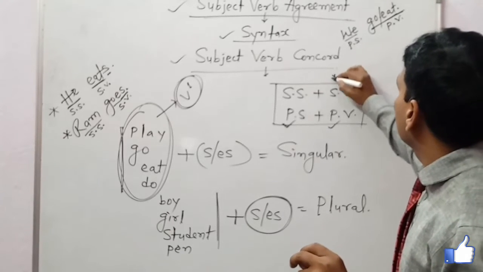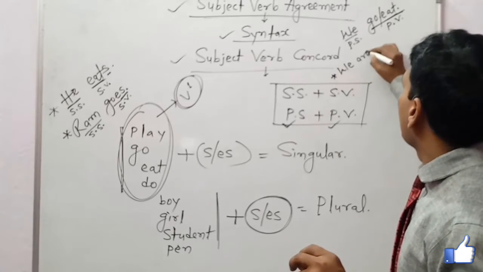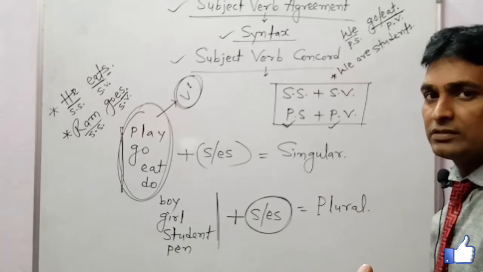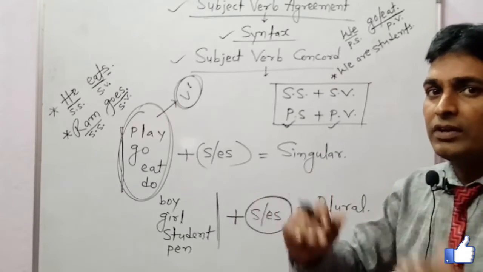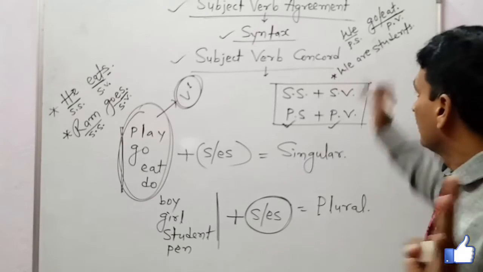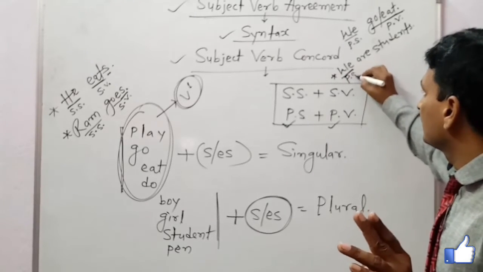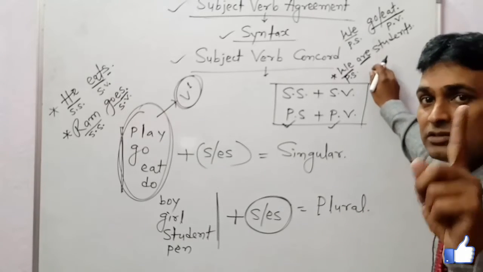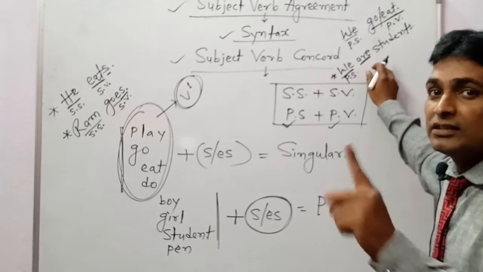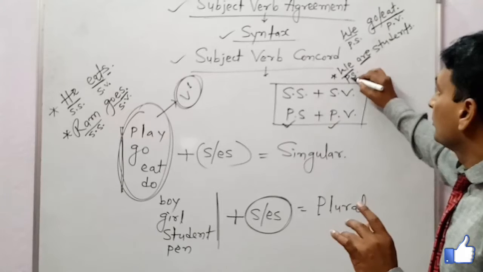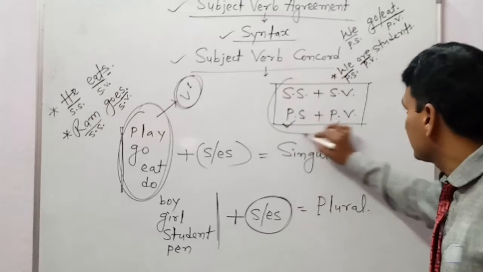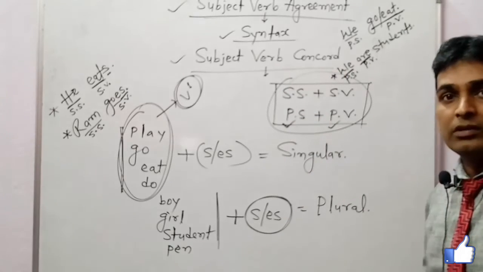Let me take one more example. If I write here we are students. We are studying English. We have eaten our food, right? Any sentence you can frame with we. What is it? Plural subject, and are, you can see, are is a plural verb. Is is used for singular, but are is used for plural. So here you can see plural subject and plural verb, right? So I hope you have got singular subject, singular verb, plural subject, plural verb.